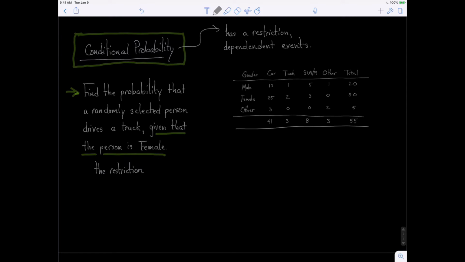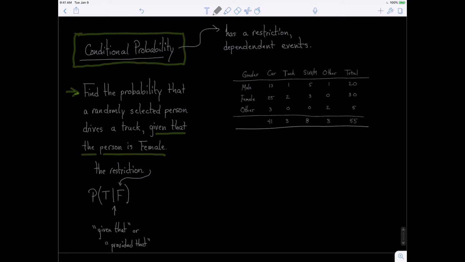The first thing is the notation. We write it this way: the probability that someone drives a truck given that they're female. The restriction is always in the second position, and this is just a vertical line. It's read as "given that" or "provided that." What they mean is given that something has already happened, or you're already restricted to.